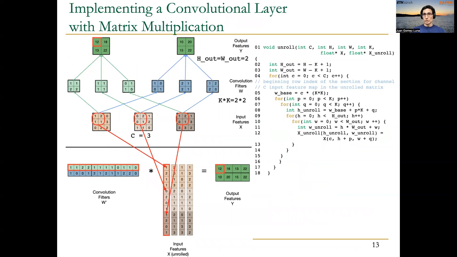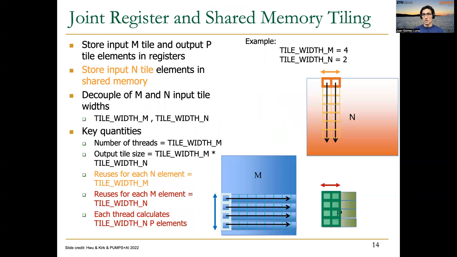Related to that, we also explained in the next lecture how to implement a convolutional layer using matrix multiplication. This requires unrolling the input feature maps and also the convolutional filters, giving them the shape of two matrices, and then performing a matrix multiplication, an operation that is typically very well optimized on GPUs using different optimization techniques. For example, the join register and shared memory tiling that we introduced in the previous lecture.